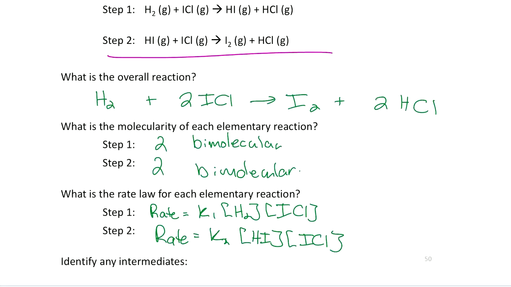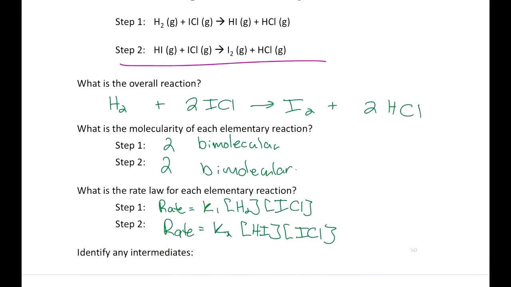And then finally, identify intermediates. An intermediate is something that is produced in a reaction, but then consumed in a later step. So an intermediate is something that you never see as a product, but is still created during the process of the reaction. So what substance is an intermediate here? It would be HI, the thing that we canceled out, yes, is our intermediate.